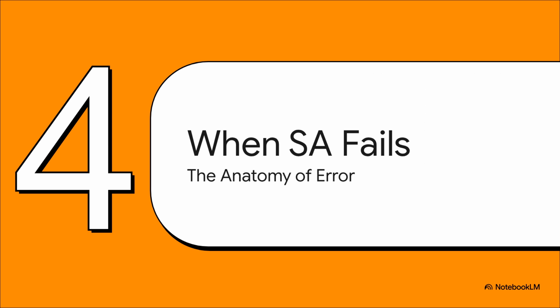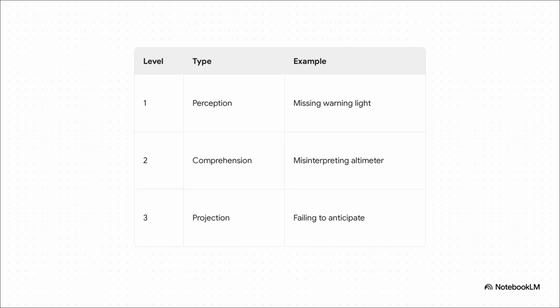When situation awareness fails, let's look at the anatomy of error. So, what happens when this incredible cognitive engine just breaks down? Well, because Endsley mapped SA into 3 distinct levels, we can actually categorize human error with laser precision. Major disasters rarely just happen. They almost always stem from a very specific, localized cognitive failure.